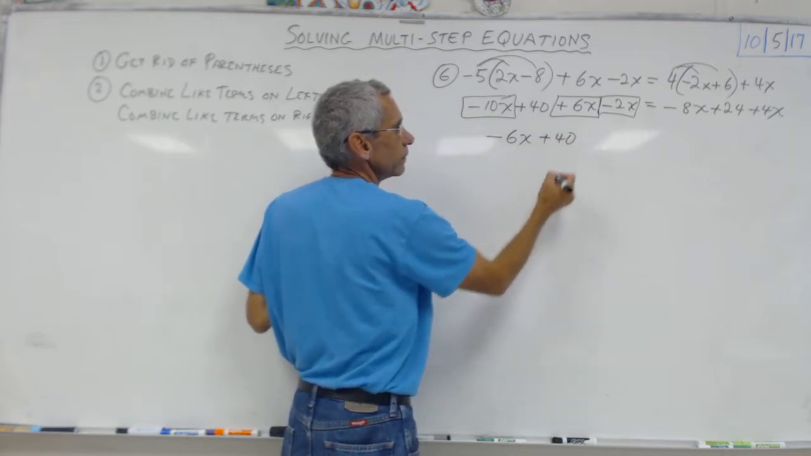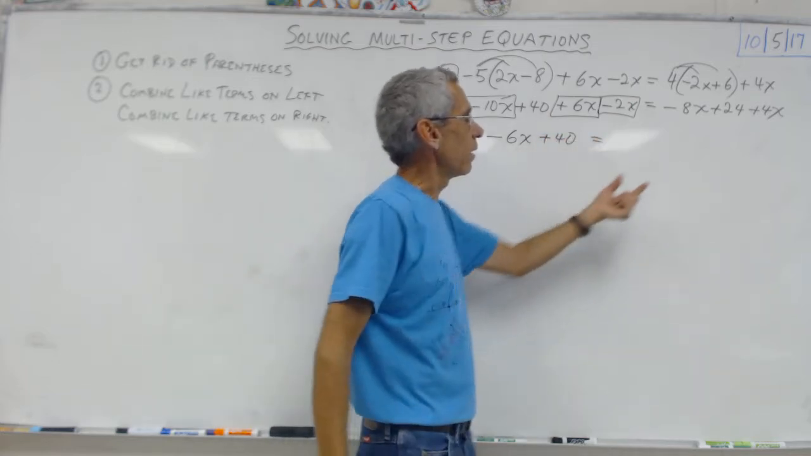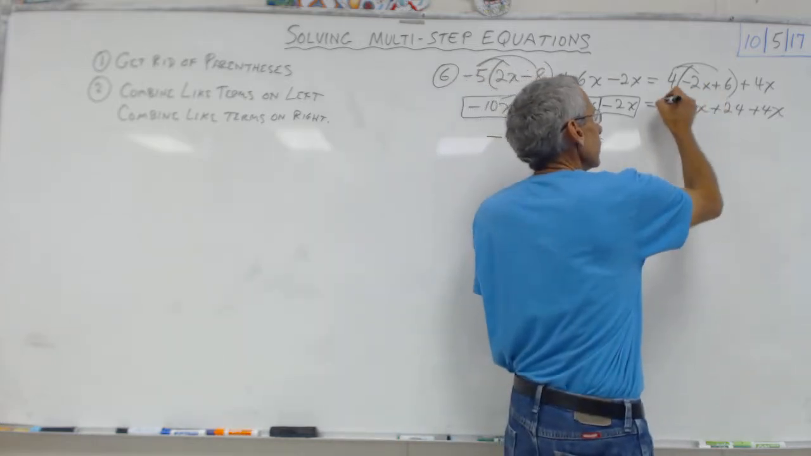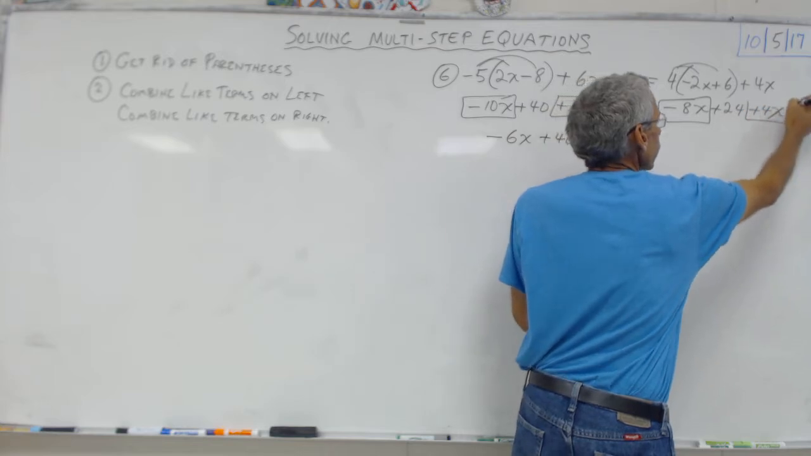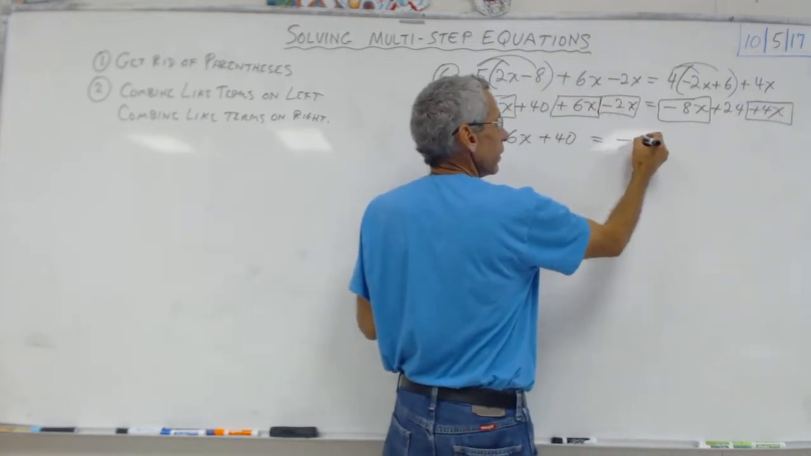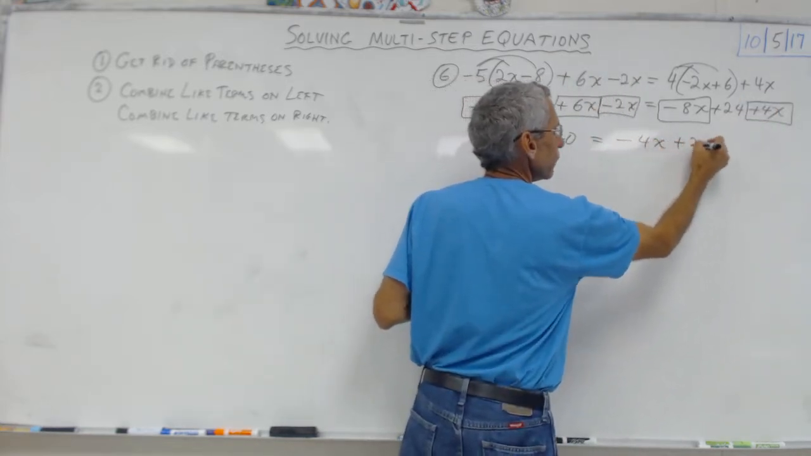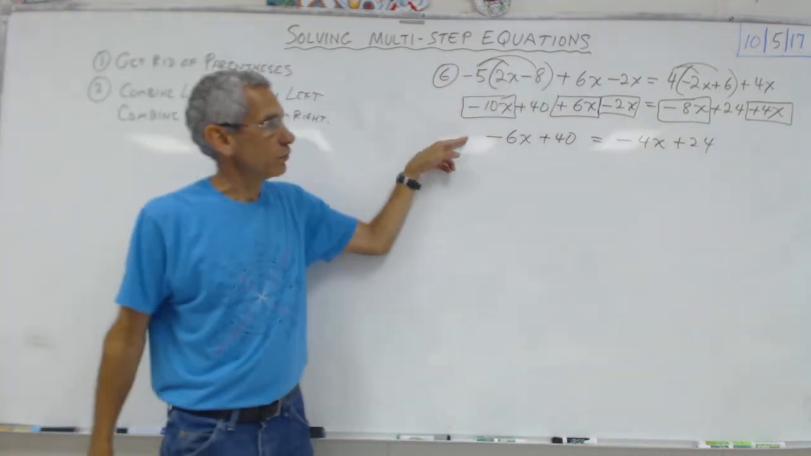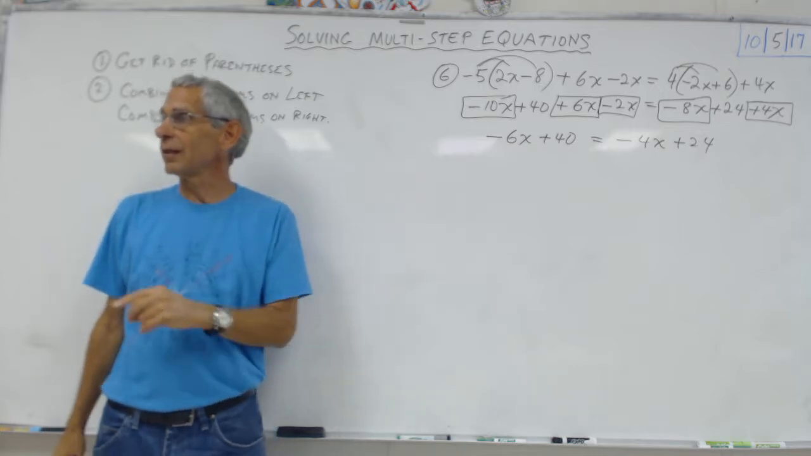Plus 40 is equal to, and now, okay, negative 8x, right? Plus 4x is what? Negative 4x. Negative 4x plus 24. All right, so we got that. We've simplified it tremendously. Now what's the next step, Luke?